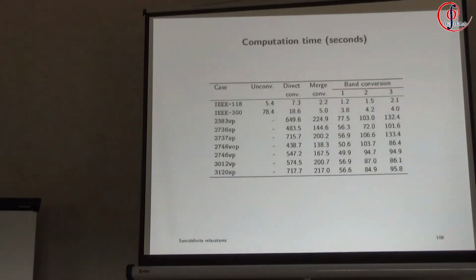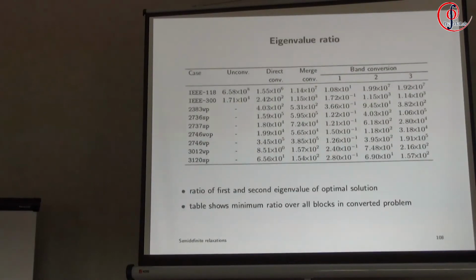And this is the computation time to solve these by a standard SDP solver. So this becomes very expensive very quickly, and then these cheaper relaxations are actually quite cheap compared to the other formulations, but they're also weaker. And then this table and the last one explain how well they work.